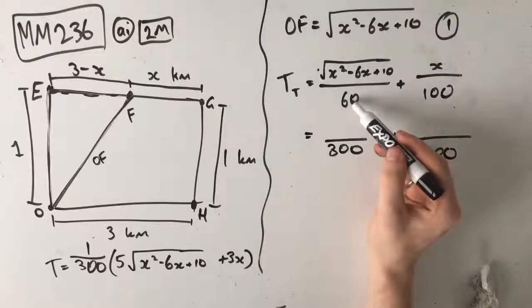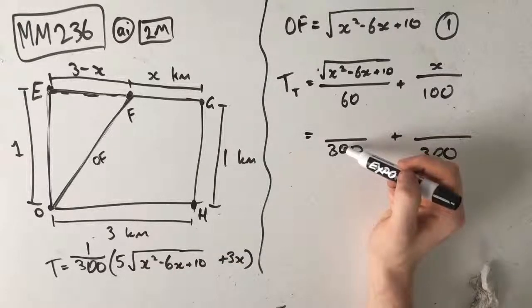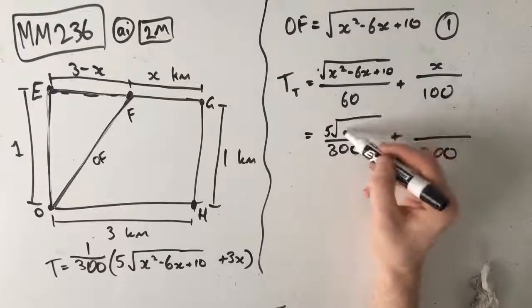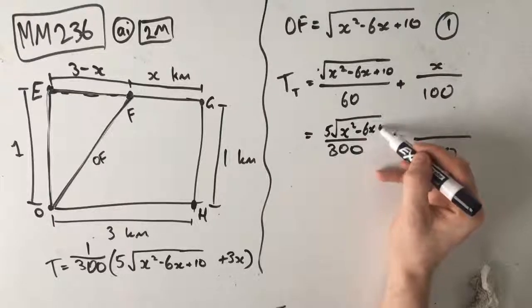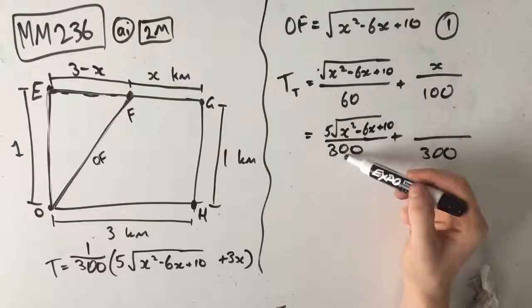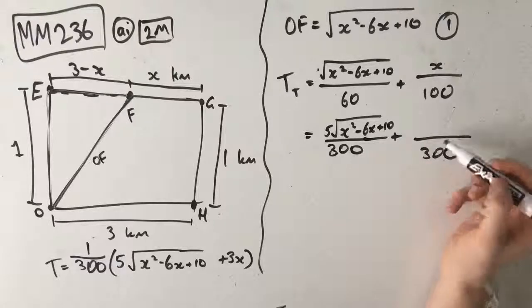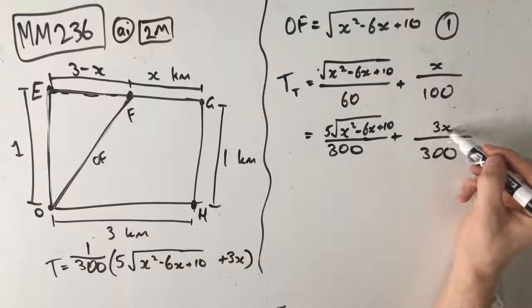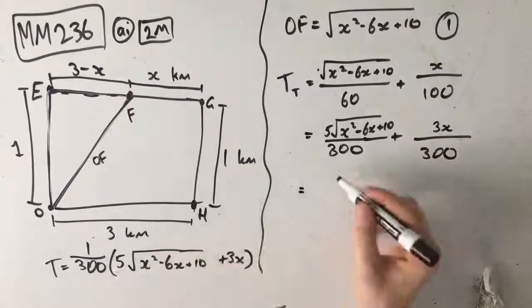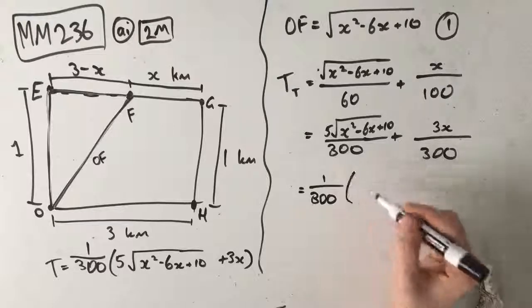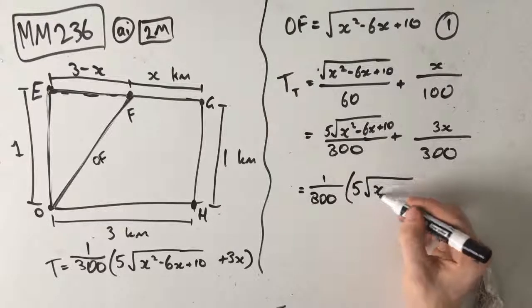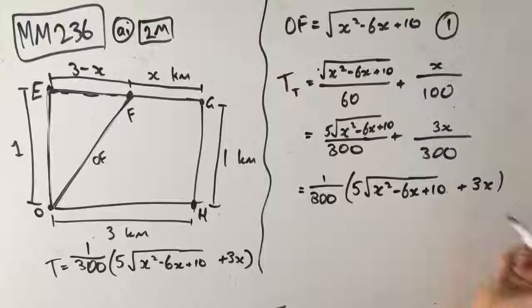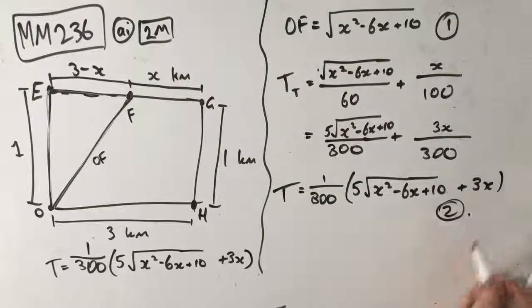So if we've multiplied 60 by something to get to 300, what is that? We've multiplied it by 5, right? Which means that this is the same as 5 root x squared take 6x plus 10, because this 5 and this 300 can cancel to get over 60, right? If we've times 100 by 3 to get to 300, we also need to times the top by 3, which means we get 3x over 300. So now we can take 1 on 300 out as a common factor, which means we get 1 on 300, 5 root x squared take 6x plus 10 plus 3x, which is the answer that we wanted.